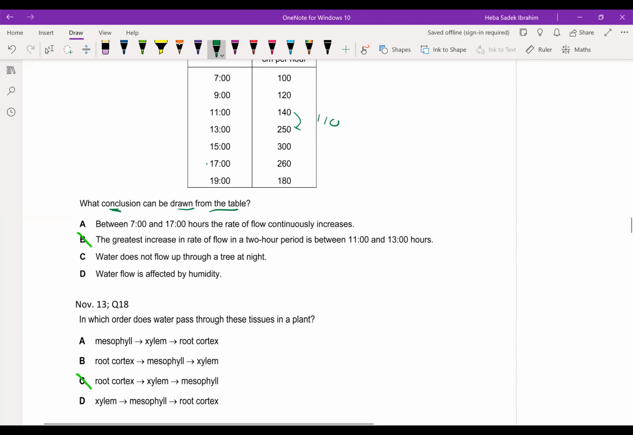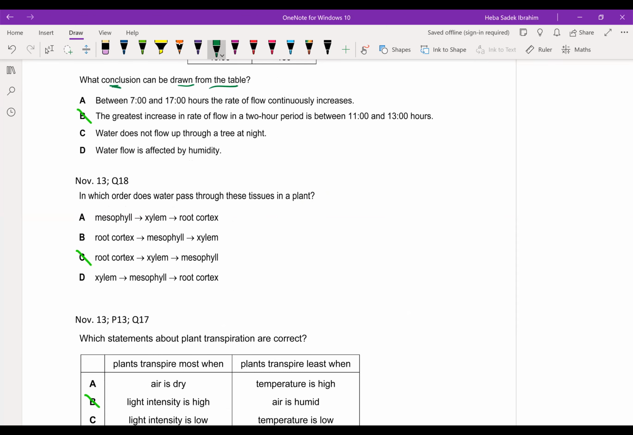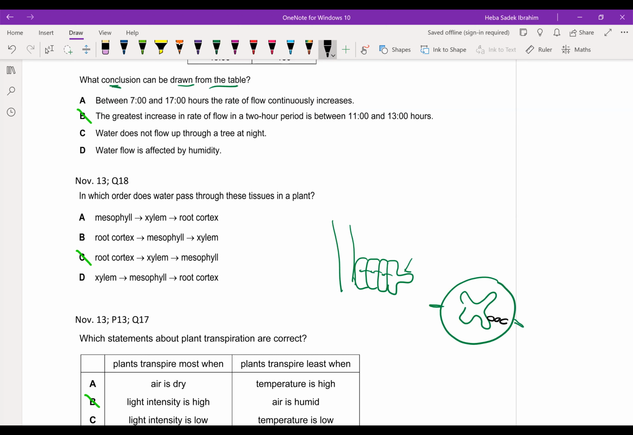In which order does water flow? This is what you were telling me about: root cortex, then xylem, then mesophyll. What is the root cortex? I'll remind you that we had root hair cells, then cortical cells, then we reach the xylem. So here the water entered from the root hair cell, then moved from one cortical cell to the next. When we drew the section, we made the xylem in the middle, root hair cells all around, and we drew a lot of cortical cells in between. So here, instead of root hair cell, he said root cortex. It doesn't change the facts. The water is going to enter from here into the root hair cell, cortical cells, xylem, and then it goes to the mesophyll cells.